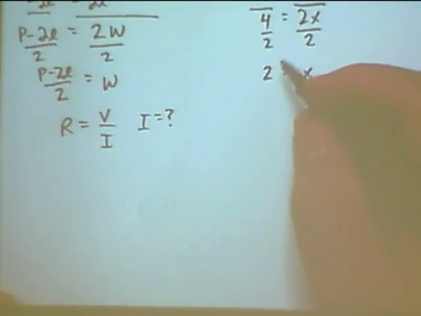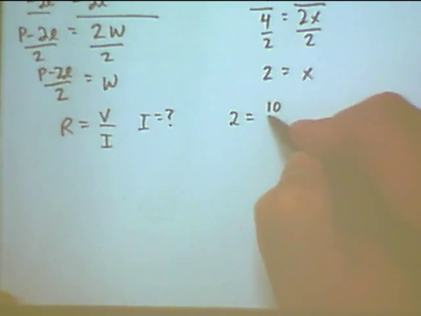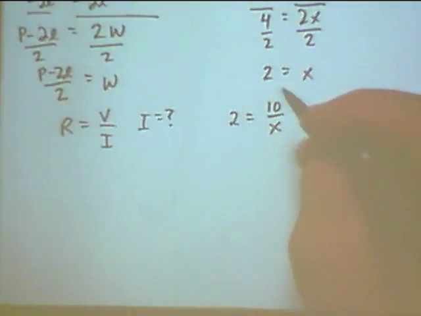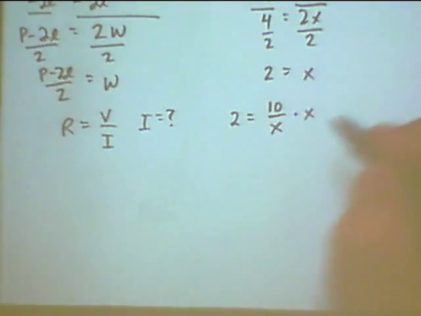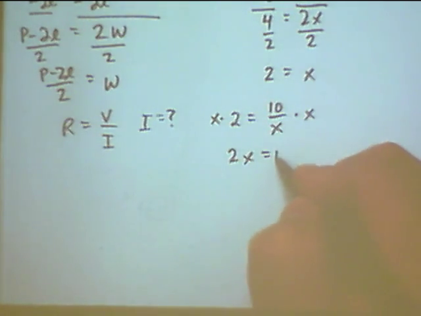A similar example with just numbers would be 2 equals 10 over x. Here, the variable I want to solve for is in the denominator. I need to get that variable out of the denominator, and the best way is just to clear fractions, or in this case, it's simple enough that I would just multiply both sides by x. So then I have 2x equals 10.